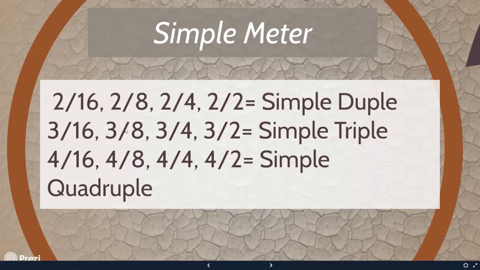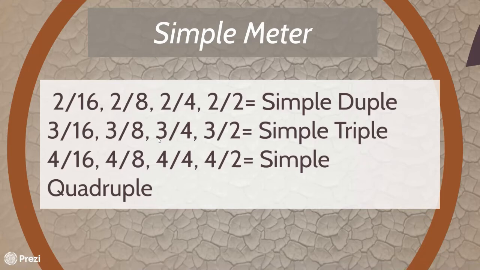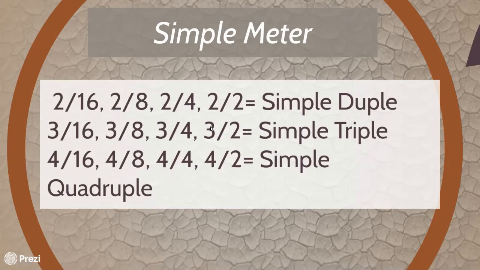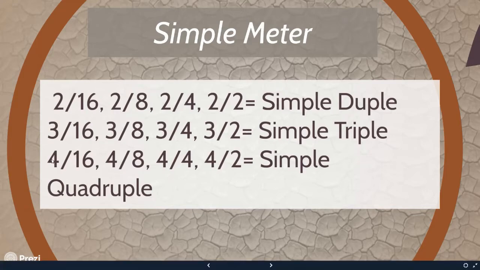Simple triple would be 3/16, 3/8, 3/4, which we know, 1, 2, 3, 1, 2, 3, or 3/2, which is basically cut time, but you're in 3. So there's that. And then you have simple quadruple.